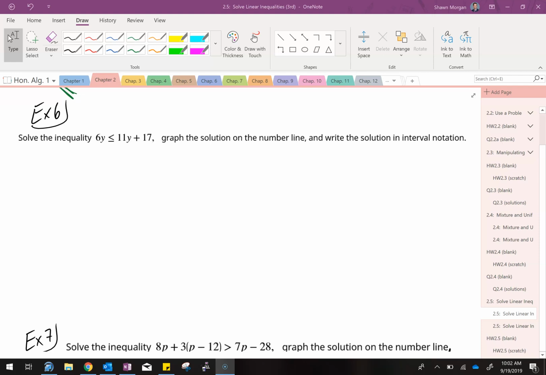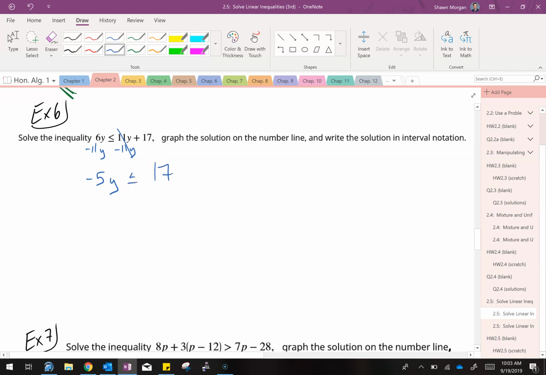All right, so you see on the screen here, example 6 has two variables. It's got a y on the left and a y on the right. We want to get those two variable terms together on the same side. I typically will prefer moving my variable to the left side. So I might say in this case, let's subtract 11y from the right and 11y from the left. And that's going to set me up with negative 5y on the left and 17 on the right.